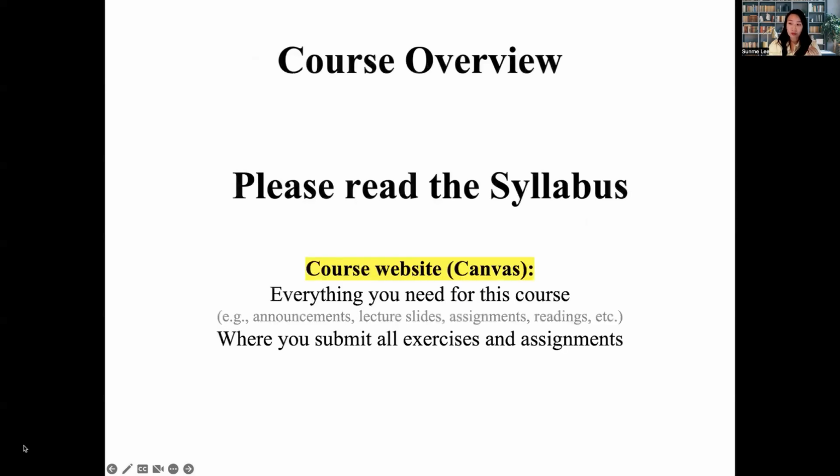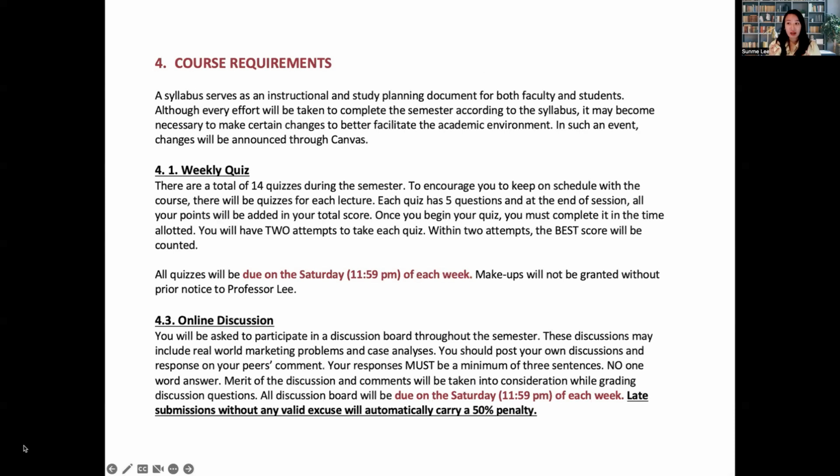All of the course materials will be posted in Canvas, including the announcements, lecture slides, assignments, and readings. You have to submit all of your work through Canvas. So please check Canvas frequently and also submit your assignments on time. Particularly, let me highlight section 4 in the syllabus.